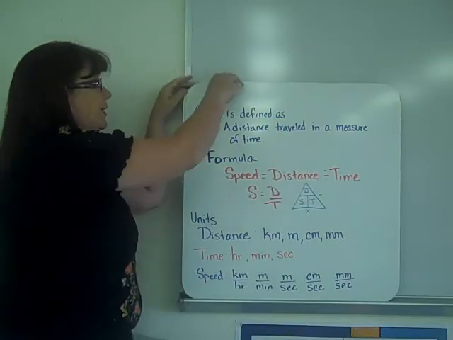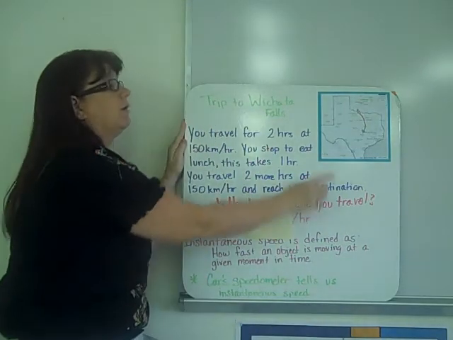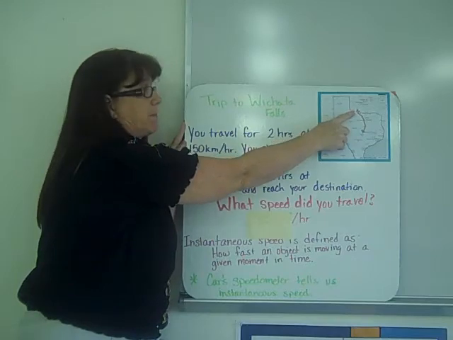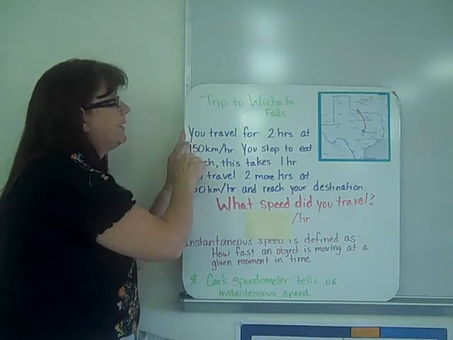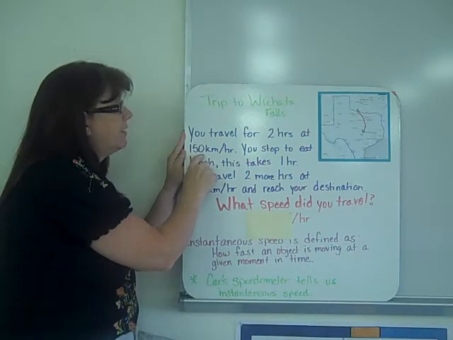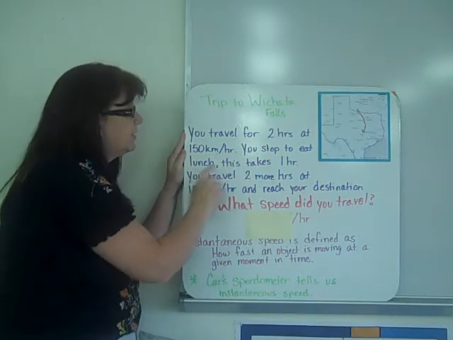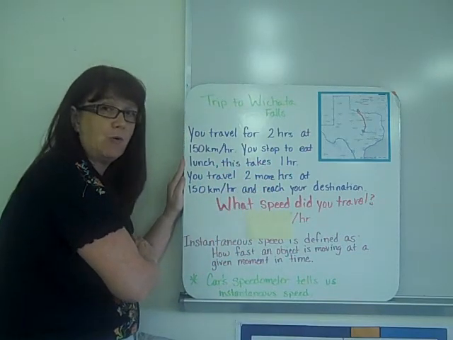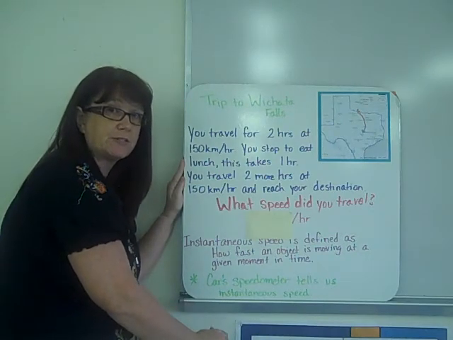All right, we're going to take a trip. We're going to take a trip from Georgetown to Wichita Falls. It's roughly a 4-hour trip. We're going to say that you are going to travel for 2 hours at a speed of 150 kilometers per hour. You're going to stop to eat lunch, and that's going to take you an hour. And then you're going to travel another 2 hours at 150 kilometers per hour until you reach your destination.